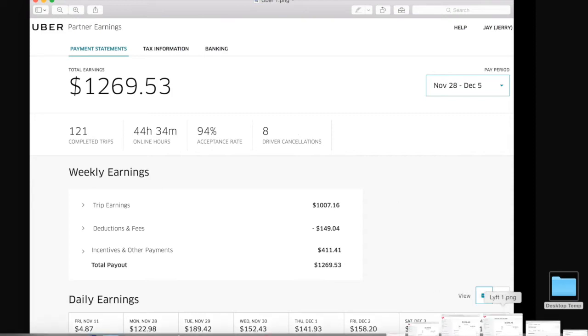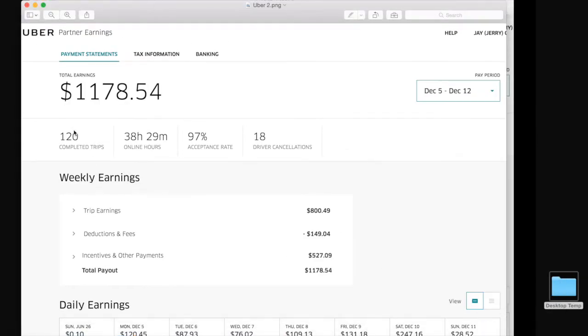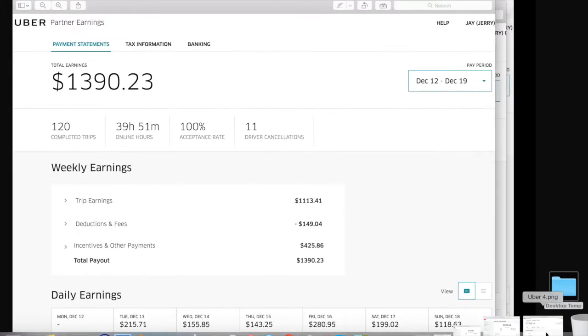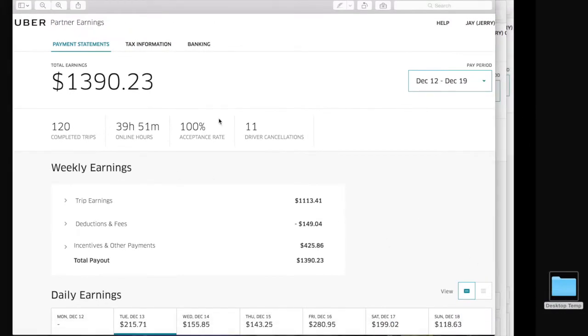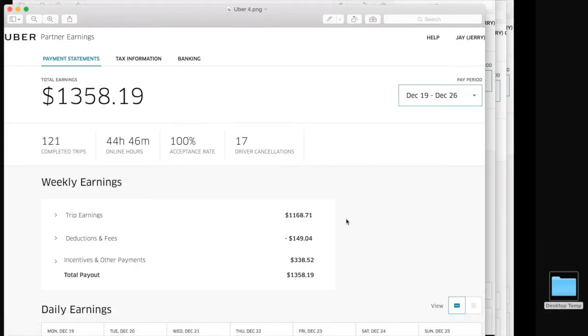Okay, let's go to the second week. All right, so 120 trips, and I'm doing this just to verify the number of trips. Okay, 97% acceptance rate, 18 cancellations. Okay, so use that tool. Third week, 120 trips, accepted everything, 11 cancellations. And the final week, which included Christmas, so I took a few days off during this period, 121 trips. 100% acceptance rate, 17 driver cancellations.